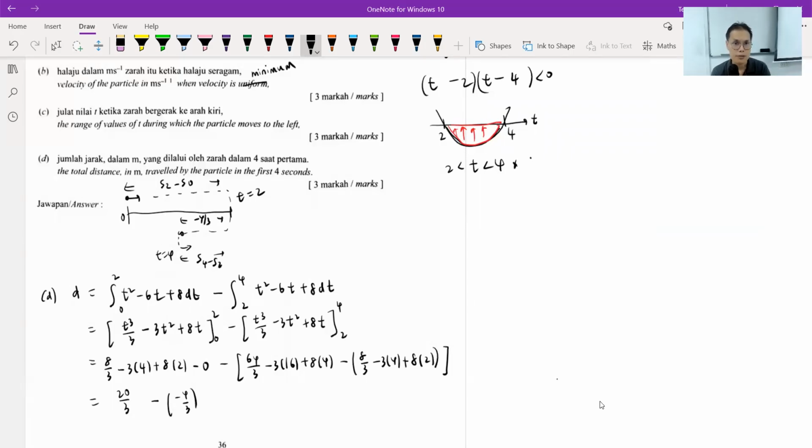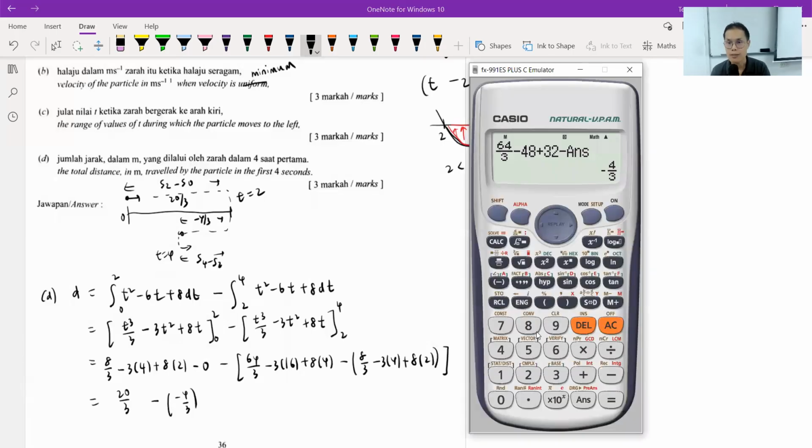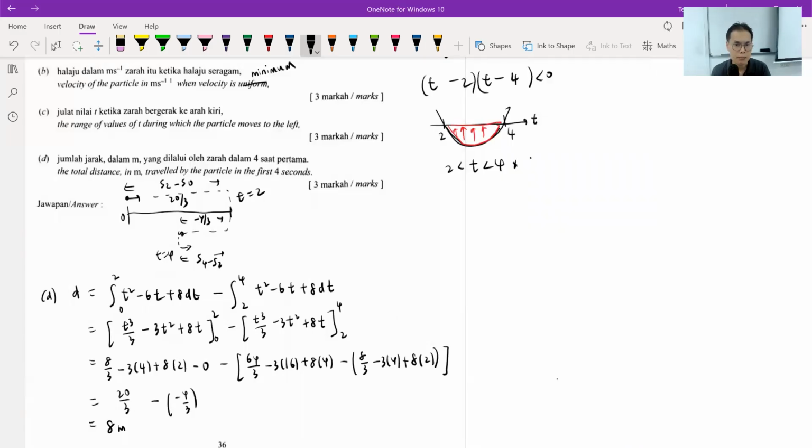So the first part, the distance traveled, we know is 20 over 3. Second part is negative 4/3. So we put a negative in front to make it positive, right? So 20 over 3 plus 4 over 3, 20 plus 4 is 24. 24 over 3, the distance traveled is 8 meters.